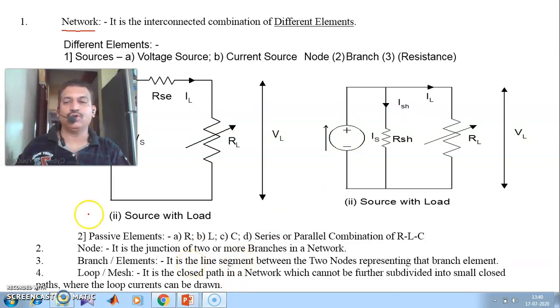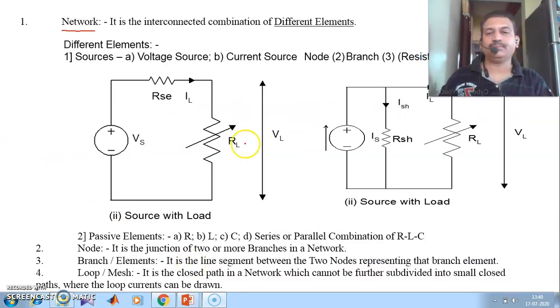Fourth definition, loop. Now to understand loop, I just consider this figure. It is a closed path in a network which cannot be further subdivided into small closed paths where the loop currents can be drawn. If I consider a loop current starting from the positive terminal of the voltage source, it passes through RSC and then RL and ends up at the negative terminal. So this forms a loop.